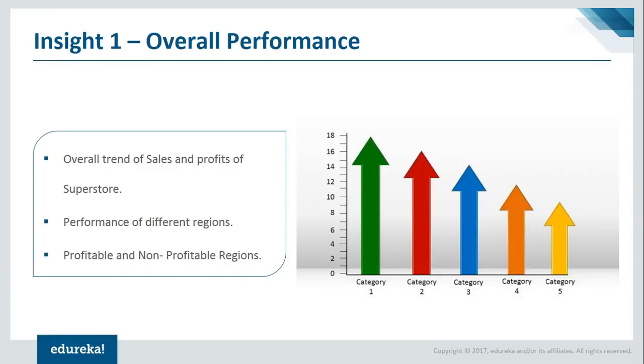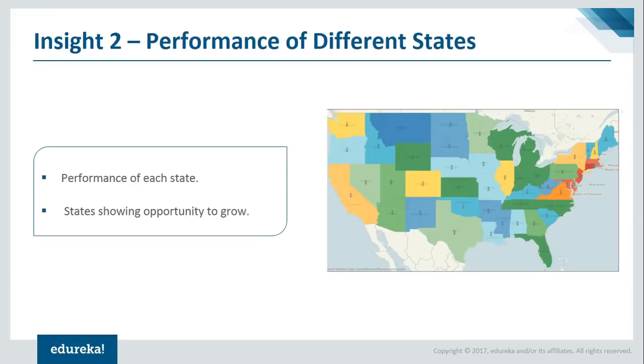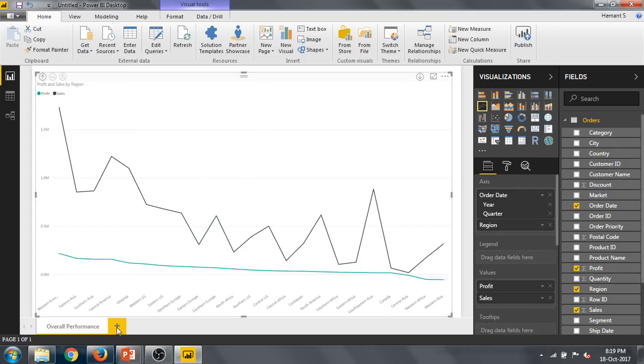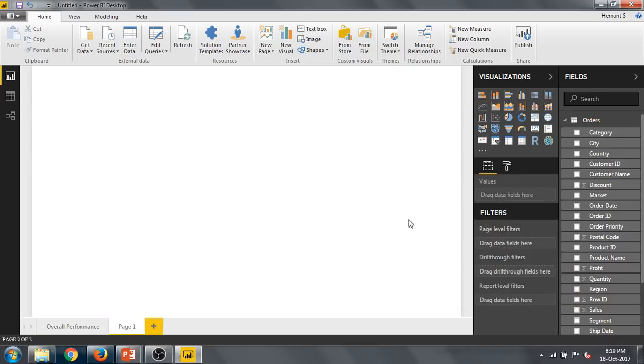Let's see the next insight that we're trying to get. Okay, now let's try to identify the performance of different states. I want to identify how each state is actually functioning. Now this data, although collected from a US based superstore, is spread across different countries. So we'll try to understand the performance of each state in the United States alone. So let me go back to my Power BI.